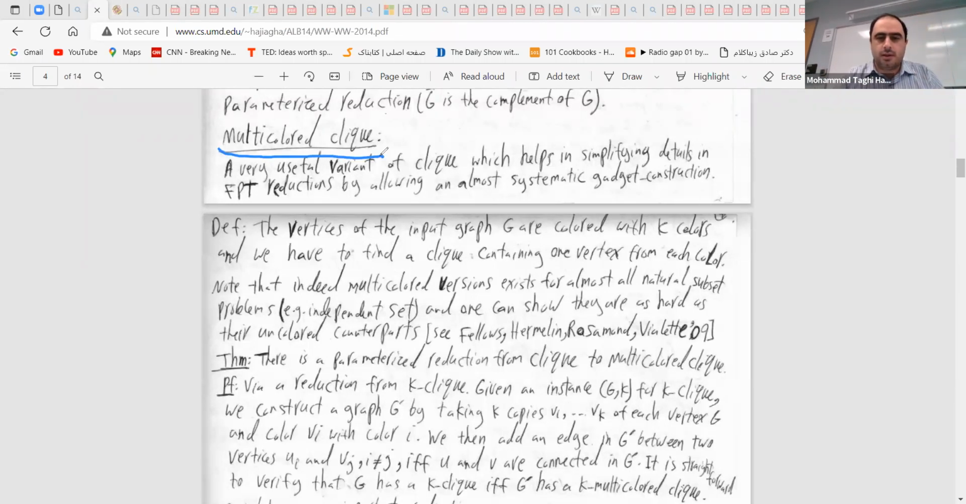And what was the problem? The problem is that you are given an input graph G, whose vertices are colored with K colors, and we want to find a clique containing one vertex from each color. So you can define the same problem like a multicolored independent set or other things, where we have this partition of the vertices into colors, and we want to have only one vertex from each set.